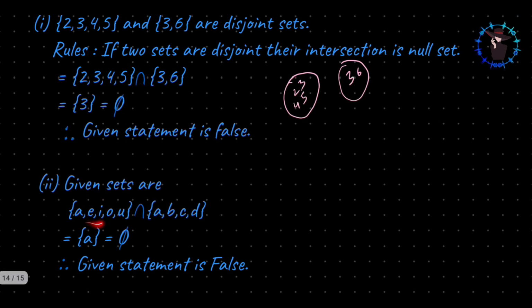Next, given sets are A, E, I, O, U and A, B, C, D. Again, we got A as common, right? Which is not equal to the null set. Intersection means common part. We got A, it cannot be empty, so this statement is also false.